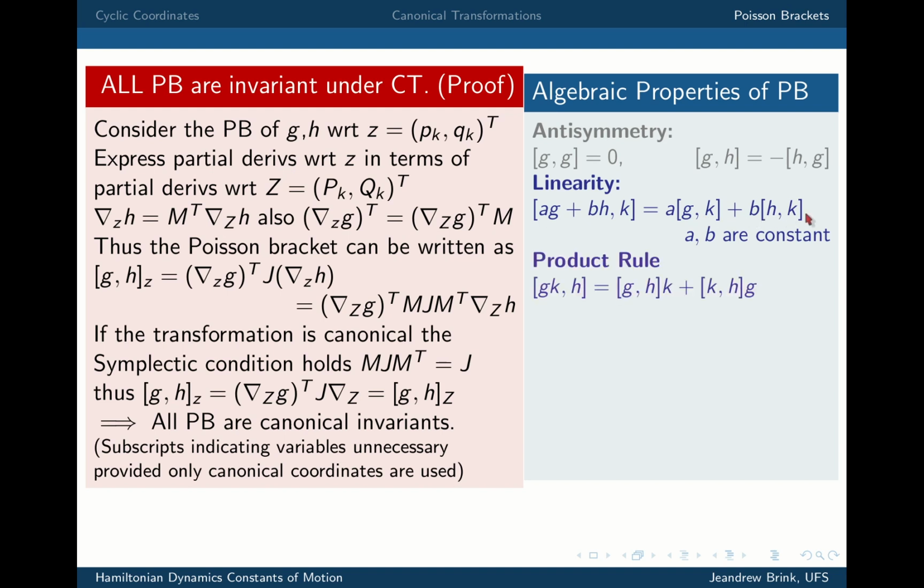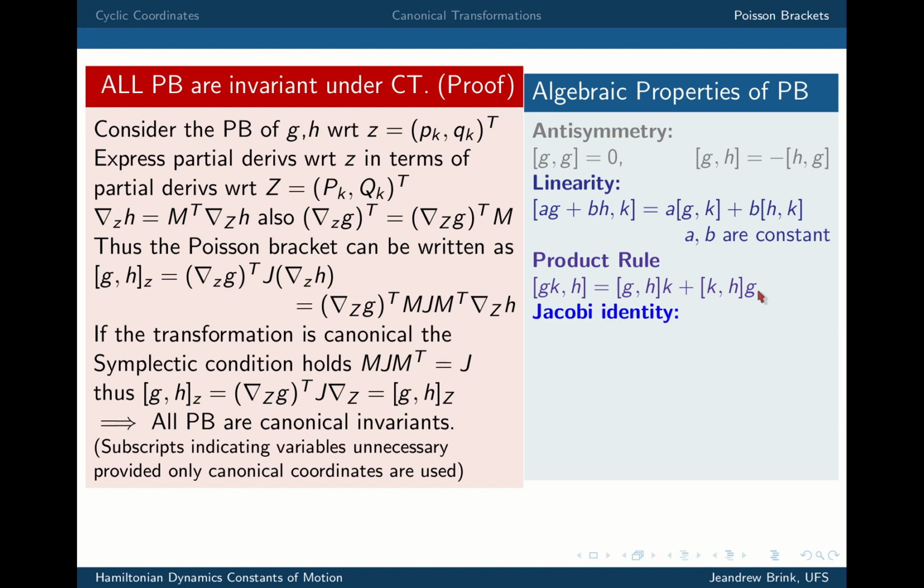The product rule, right, because we want to look at the product once we've gone past the fundamental brackets, the simplest thing is simply the product rule. And you can in some sense see that this is inherited because it's made with partial derivatives. That's where it comes from. So the Poisson bracket of GK comma H is G's Poisson bracket with H times K plus K's Poisson bracket with H times G. Okay?